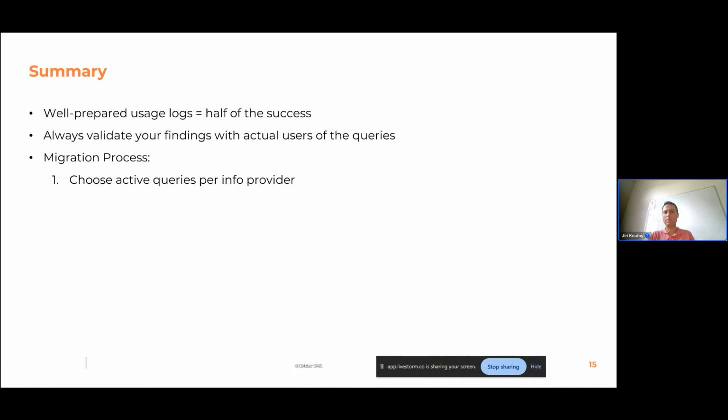And just summarizing the migration process as I outlined it in my presentation. Let's start by choosing some active queries per info provider based on the logs. You don't need to spend a lot of time on that. Really look into the logs, validate with the business, and then you have the queries which you can further refine. Once you have the queries, you can find the query components for the queries with BW Migrator. It's a pretty straightforward process, as I showed you.